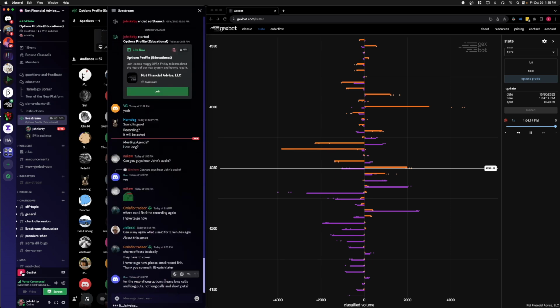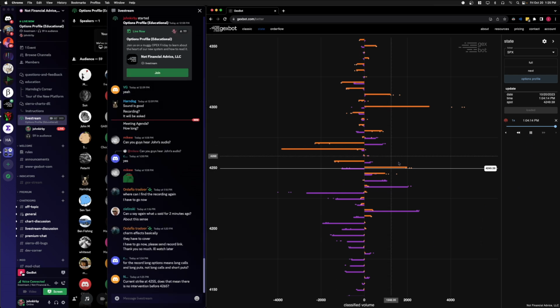For the record, long options mean long calls and long puts. Correct. Yeah. We tried the other way, and it was very counterintuitive to read. So what we're trying to do here is, if something is to the right, it means that customers are long that option, whether it's a put or a call. If that option is to the left, it means that customers are short those options, again, whether it's a put or a call.